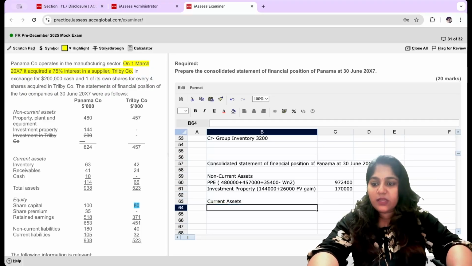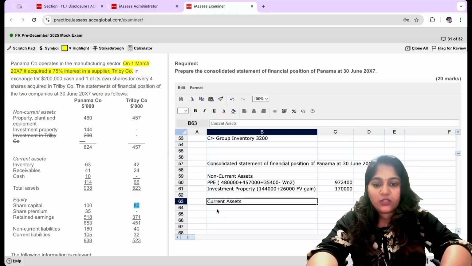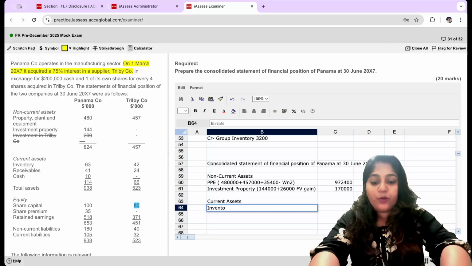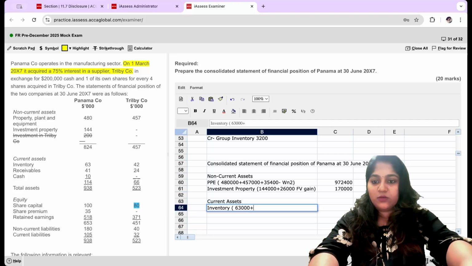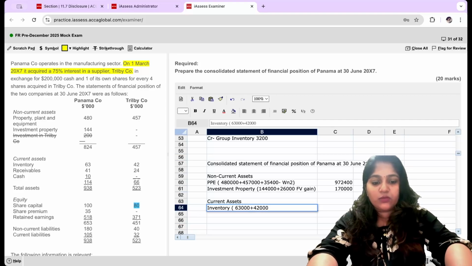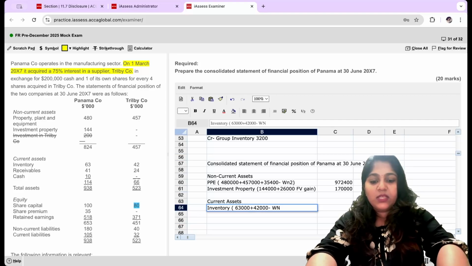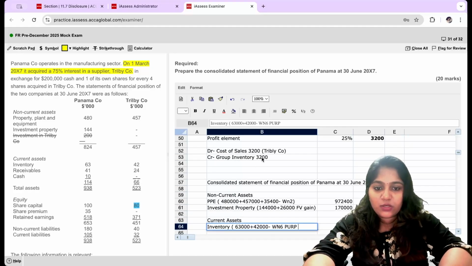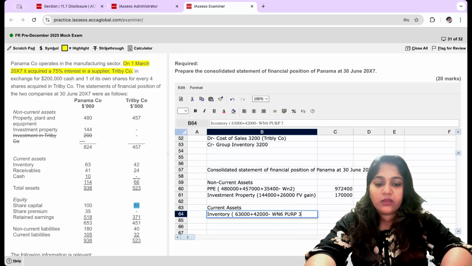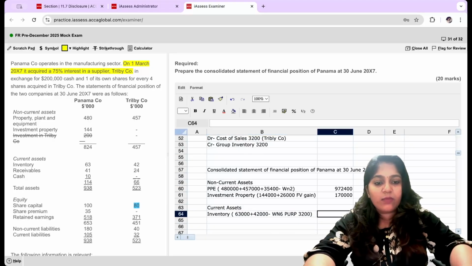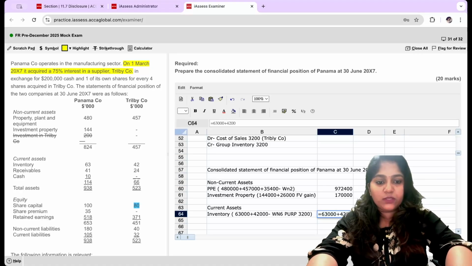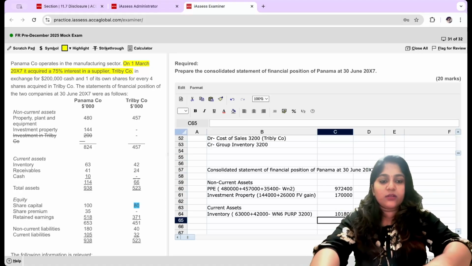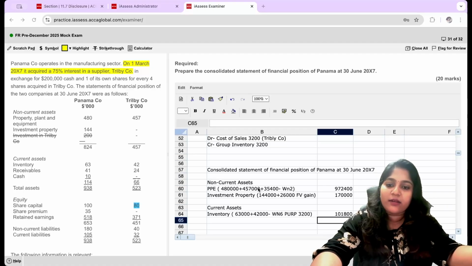In current assets I will start with inventory. Do we have any adjustment in inventory? Yes, provision for unrealized profits. Inventory of parent company 63,000, subsidiary company 42,000, minus working note number 6, how much, guys? It was 3,200. I'm crediting group inventory here 3,200. It will be 63,000 plus 42,000 minus 3,200. That should give me 101,800.